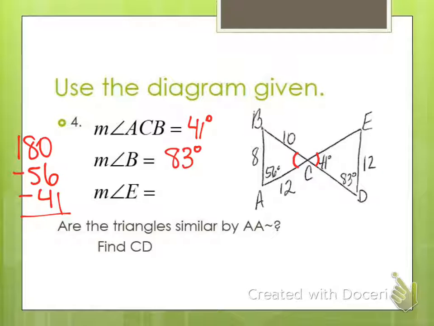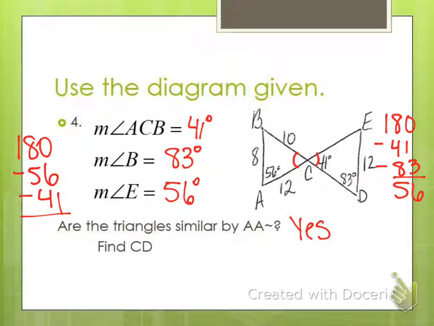All right, we have to also find the measure of angle E. How are we going to do that? (180 minus 41 minus 83). We get 56. So angle E is 56 degrees. Are the triangles similar? Yes, right? We actually have shown that all three pairs are congruent to each other. So yes, they are similar by the angle-angle similarity postulate. Angle B was congruent to angle D, and angle E was congruent to angle A.